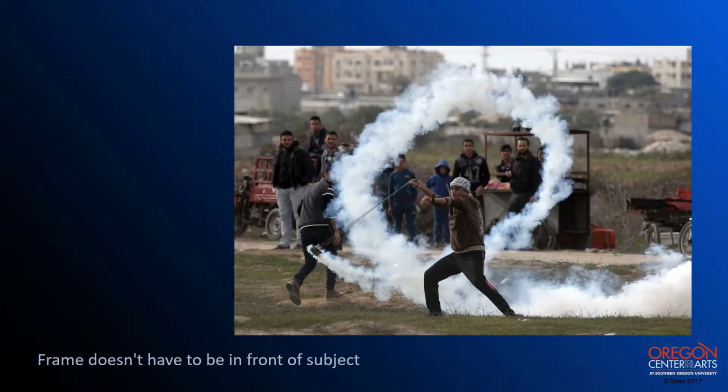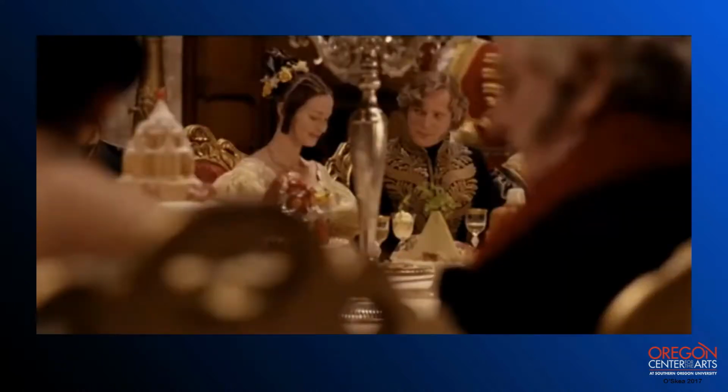And a framing element doesn't always have to be in front of the subject. It can be behind the subject, as it is in this photograph. You see this all the time in film now. Here we are eavesdropping on this conversation. We have these blurry, out-of-focus people right in front of us, and we're looking beyond them to this couple across the table. That gives us a very intimate feel, like we're peeking in at their world in a voyeuristic way by having this framing element in the foreground.